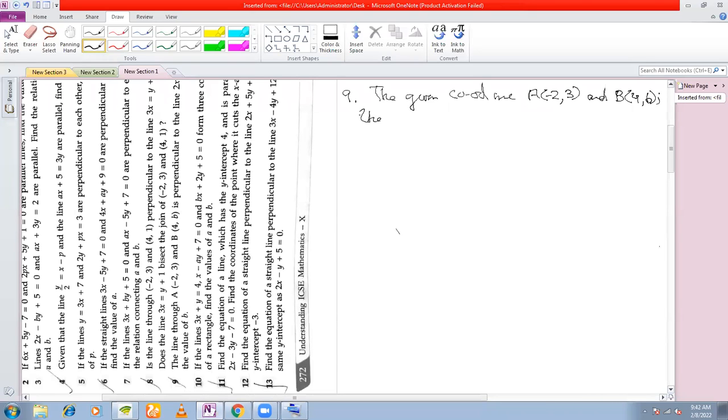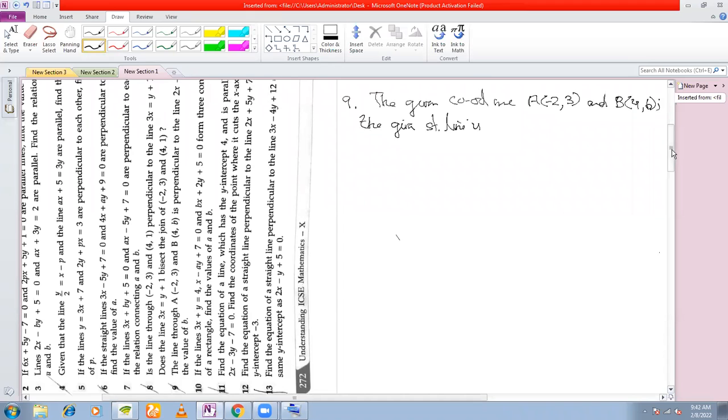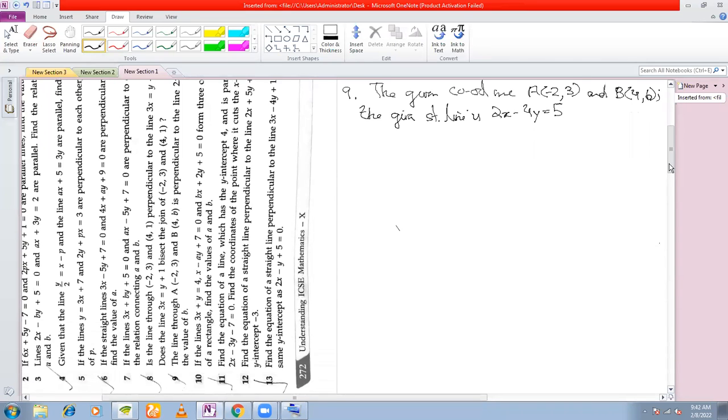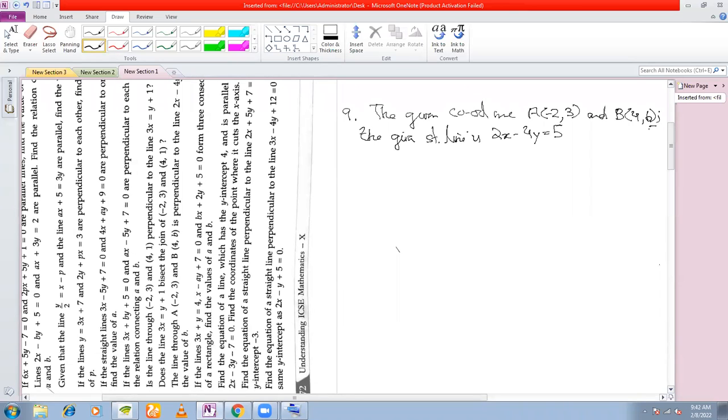And the given straight line is 2x minus 4y is equal to 5. Okay, find the value of b. You need to find the value of this. Okay, given that AB, the straight line joining these 2 points A and B, is perpendicular to this straight line. Okay, so first of all, we'll find out the slope of AB.